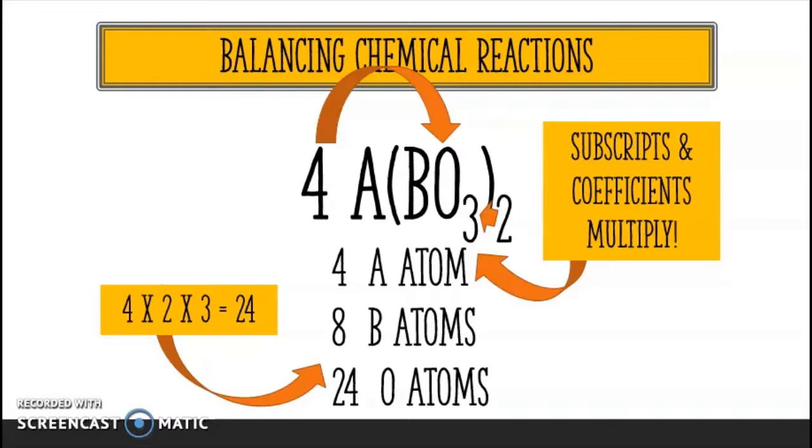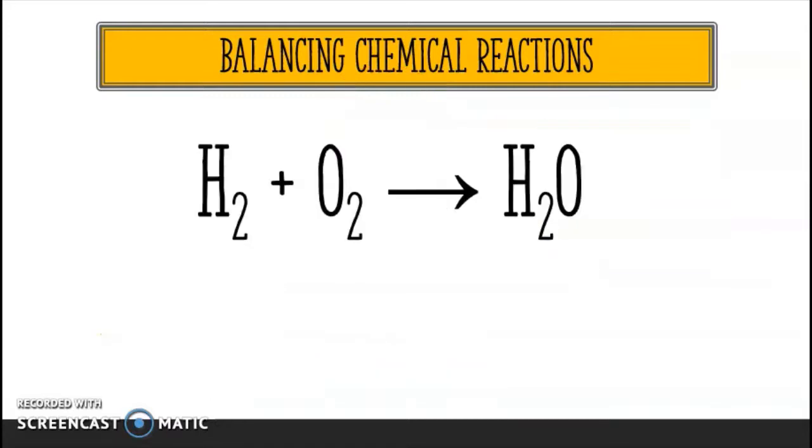Now that we know a little bit more about how to handle the numbers on the inside of a chemical equation, it's time to make sure that we have the same number of atoms on each side of the equation. It's time to balance an equation. Let's take a look at a pretty simple example. Here's my first example: H2 plus O2 makes H2O.